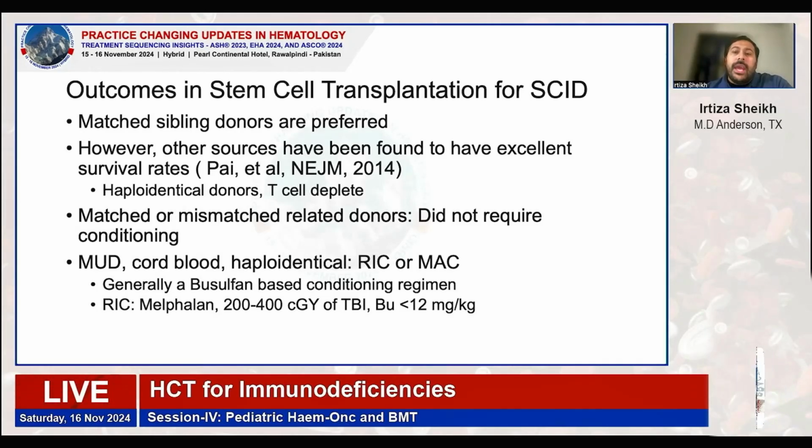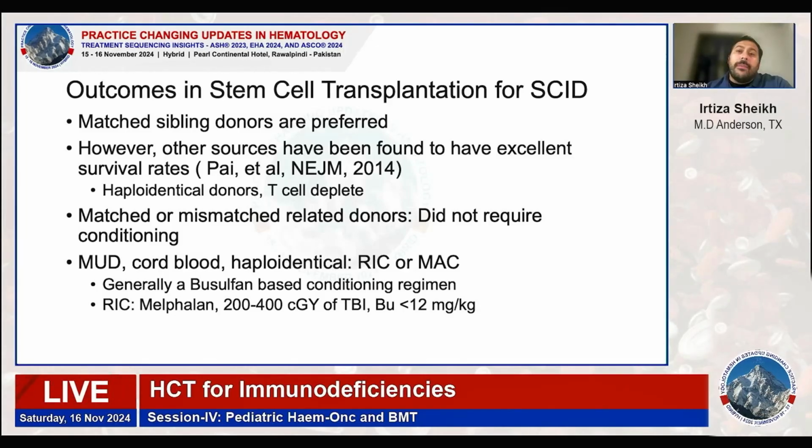cell transplant. While matched sibling donors are preferred, there was a study published in 2014 in the New England Journal of Medicine where they looked at alternative sources, including matched unrelated donors, haploidentical donors, and in some cases even umbilical cord donors. They found comparable overall survival rates amongst alternative donor sources outside of matched sibling transplants. Moreover, SCID is actually one of the few diseases where, based on the donor source, especially with matched sibling donors, a conditioning regimen may not be needed.